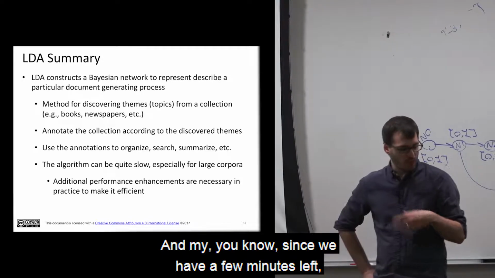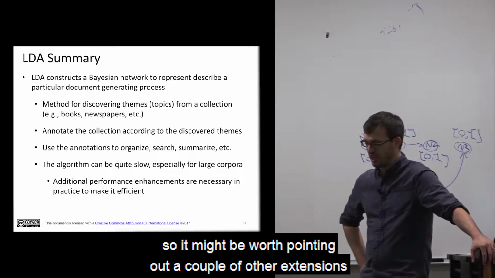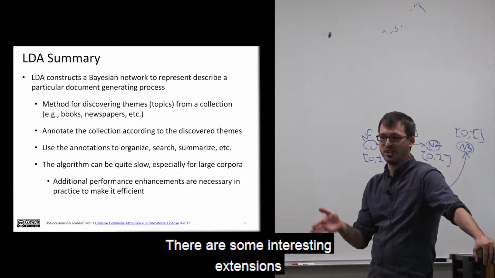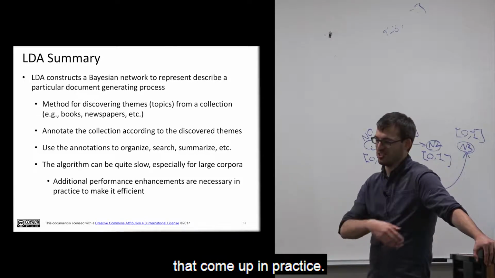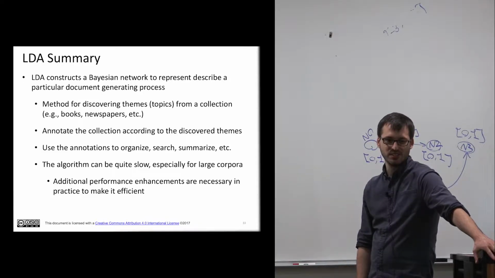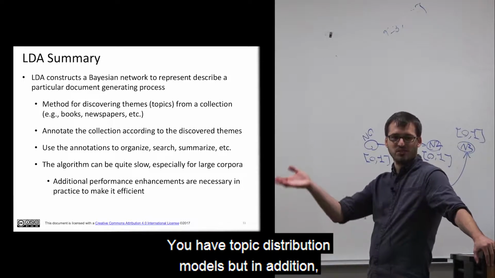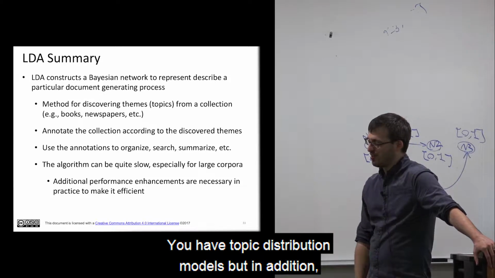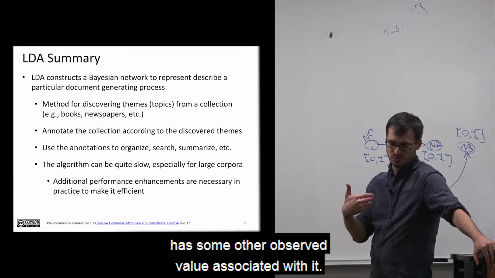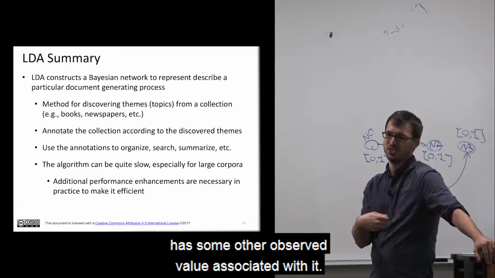Since we have a few minutes left, it might be worth pointing out a couple other extensions that I think are interesting. I mentioned the authorship extension. There are some other interesting extensions that come up in practice. There's something called supervised LDA. Same kind of model, topic distribution over models, but in addition, every document has some other observed value associated with it.